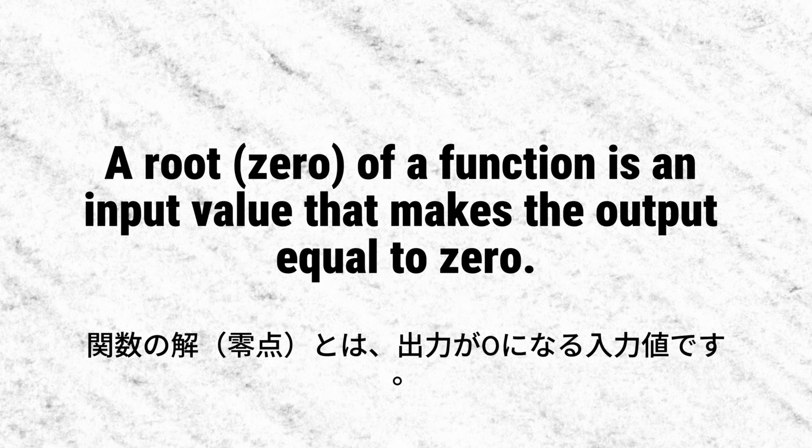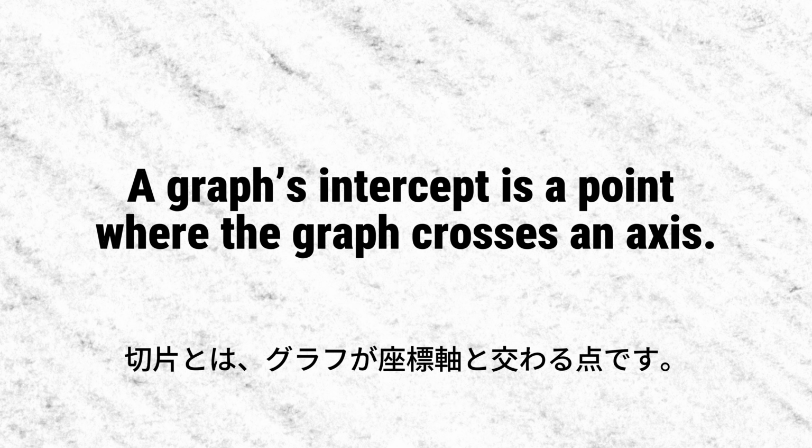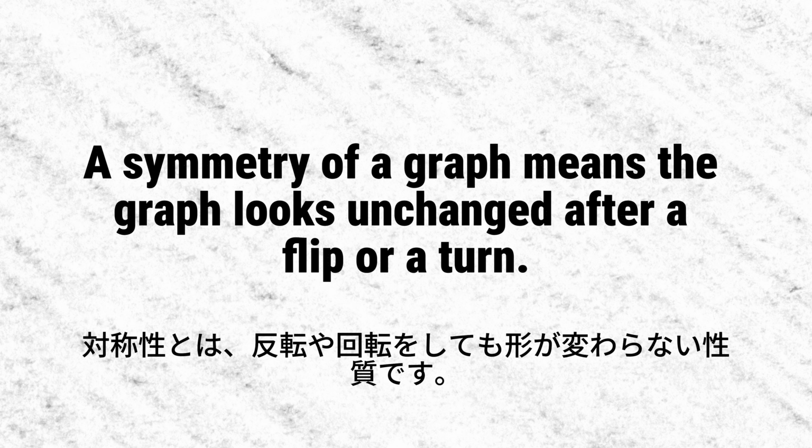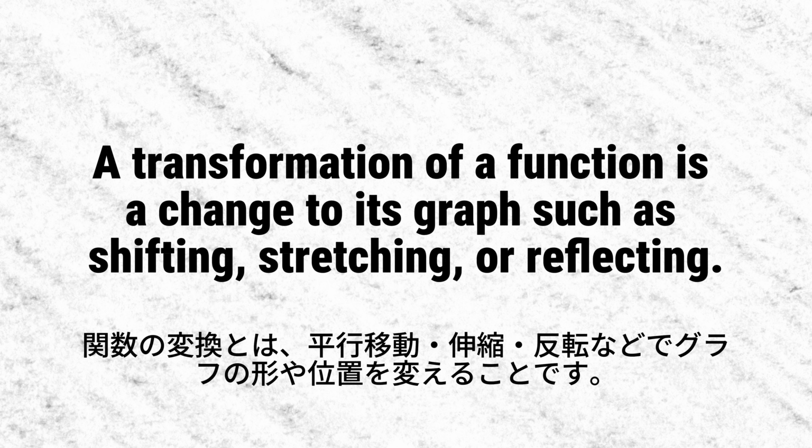A root, 0, of a function is an input value that makes the output equal to 0. A graph's intercept is a point where the graph crosses an axis. A symmetry of a graph means the graph looks unchanged after a flip or a turn. A transformation of a function is a change to its graph such as shifting, stretching, or reflecting.